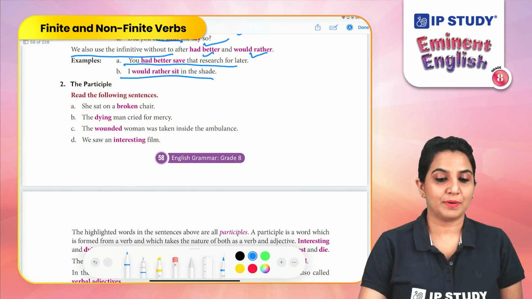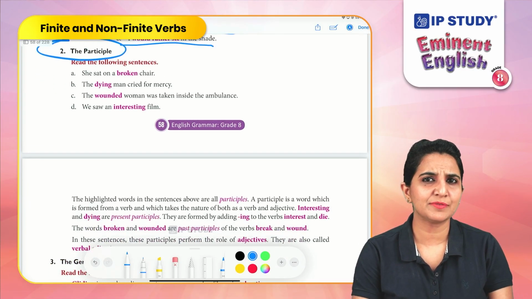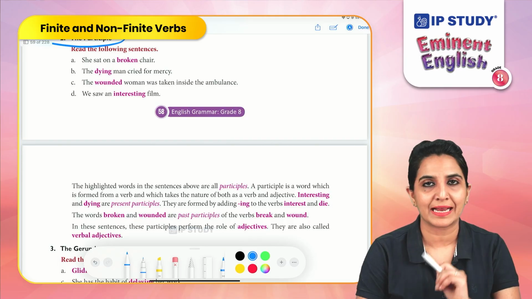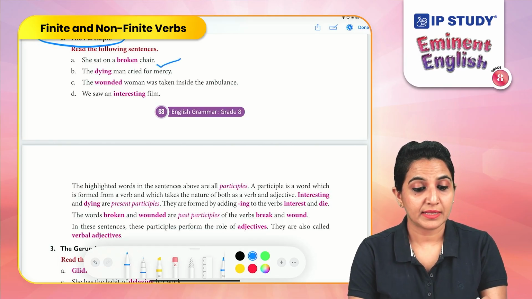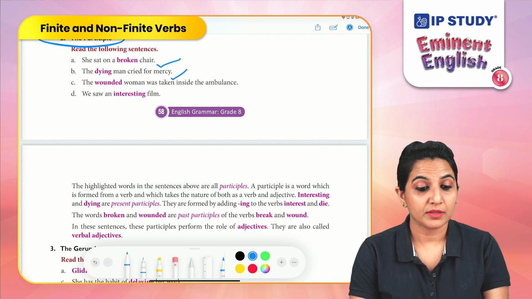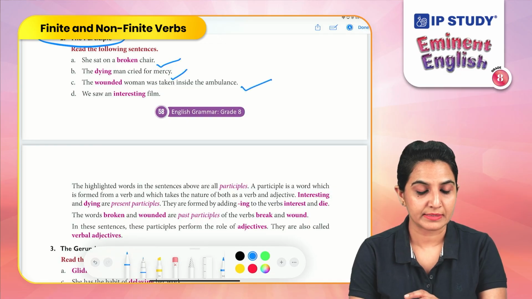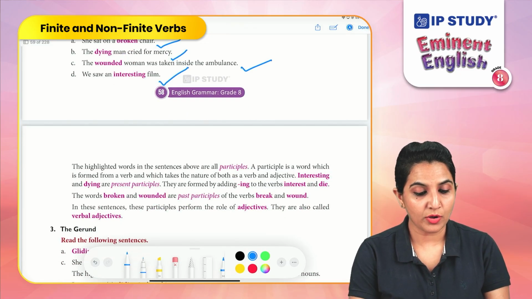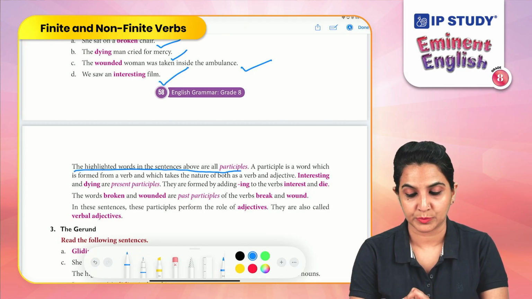Now let's study the participle. What is the participle? Let's read a few examples to understand them in detail. She sat on a broken chair. The dying man cried for mercy. The wounded woman was taken inside the ambulance. We saw an interesting film. All of these highlighted words in the sentences above are participles.